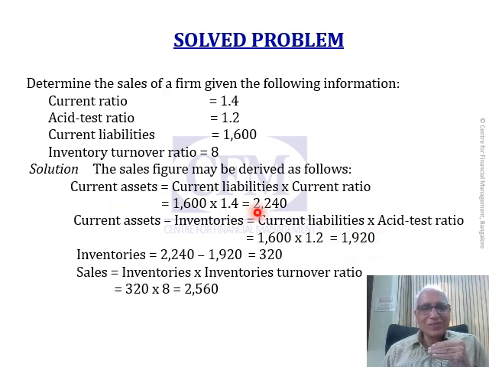Since current assets are 2240 and quick assets are 1920, inventories would be the difference between the two, which is 320. Sales are equal to inventories multiplied by inventories turnover ratio. Inventories turnover ratio is given as 8, so 320 multiplied by 8 gives us the sales figure of 2560.